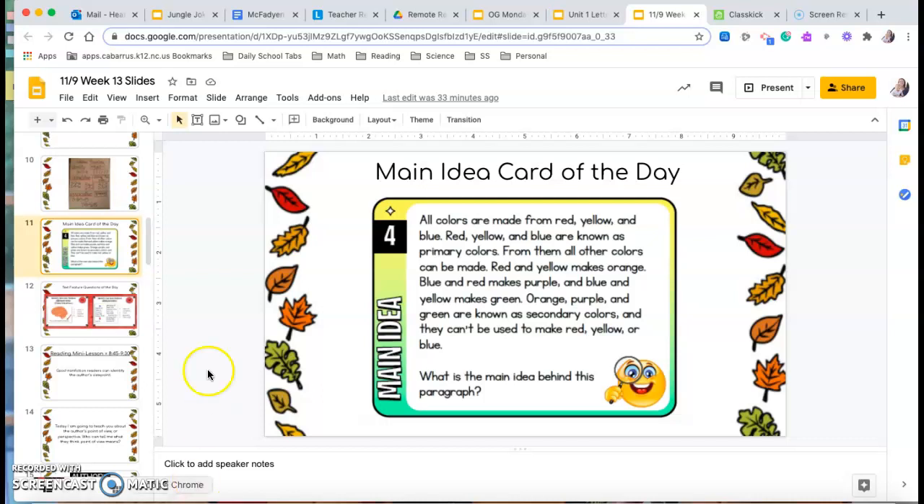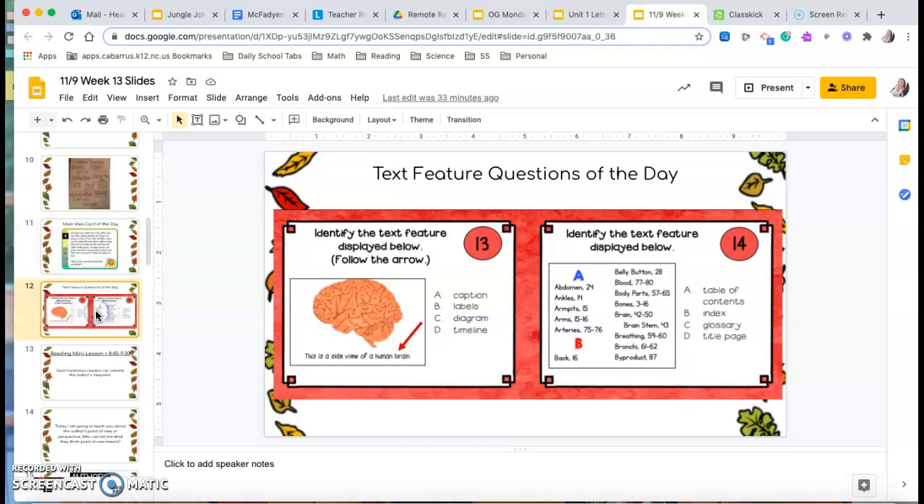All right, we have a couple text feature task cards to look at as review as well. We're going to look at the one on the left first. So look at the text feature that's displayed there. Look at the arrow. What is it pointing to? Is it A, caption, B, labels, C, diagram, or D, timeline? That is correct. It is A, caption.